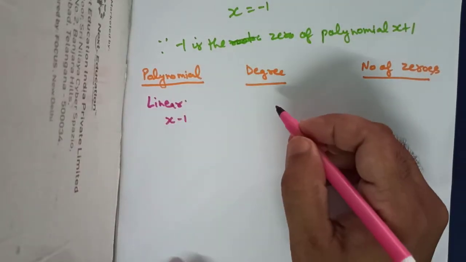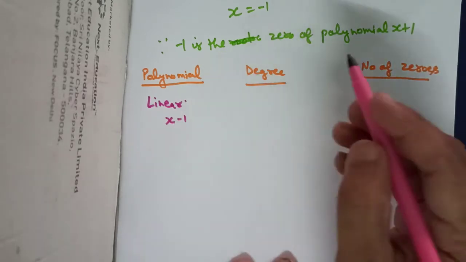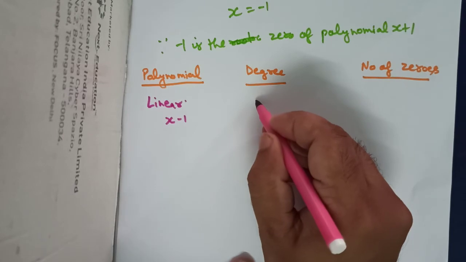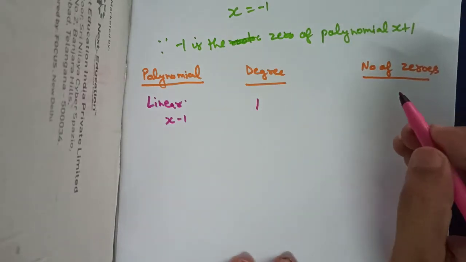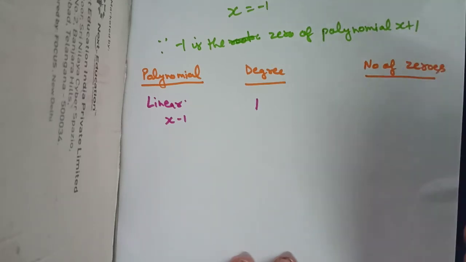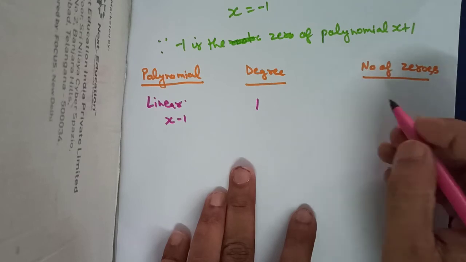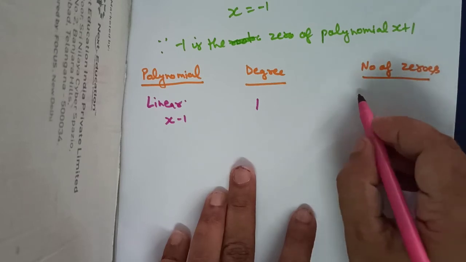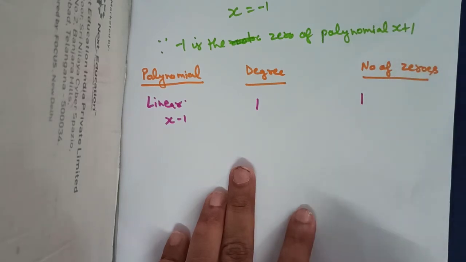It is a linear polynomial. So the degree, the highest power of the variable, is 1. Number of zeros of a polynomial is equal to the degree of the polynomial. That means if we have a polynomial of degree 1, then it would have how many zeros? It would have 1 zero only.